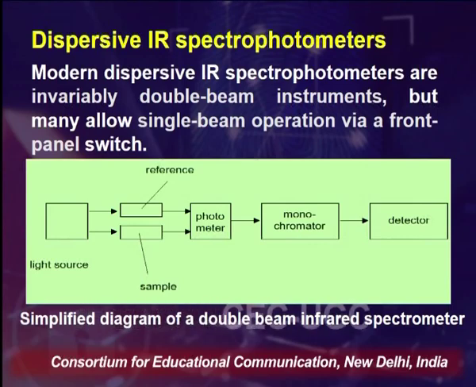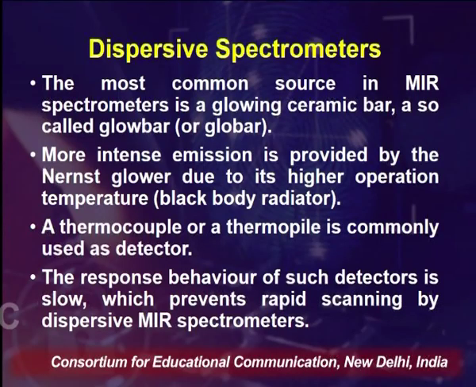This double beam instrument is very efficient, and it allows single beam operation via a panel switch. So, if we are using a double beam infrared spectrophotometer, we can anytime change it to single beam operation using a simple panel switch. So, for these dispersive spectrophotometers, their most common source is MIR.